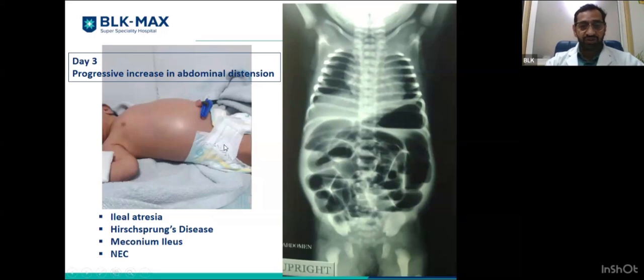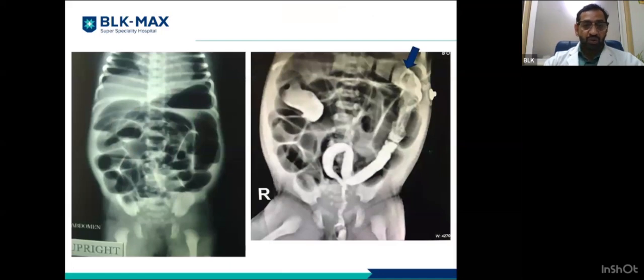Now, this child had progressive abdominal distension on day 3. You can see the hugely distended abdomen on the X-ray with dilated small bowel loops. So possibilities could be ileal atresia, Hirschsprung disease, meconium ileus, NEC. These are the 4 possibilities with such a scenario when there is a generalized abdominal distension with dilated small bowel loops. Now, as I said, when you are not able to make a diagnosis, you might need some further investigations to confirm your diagnosis.